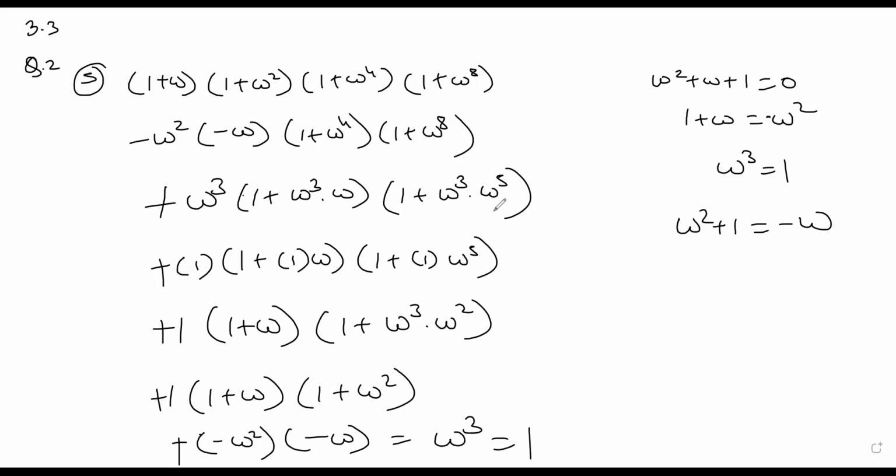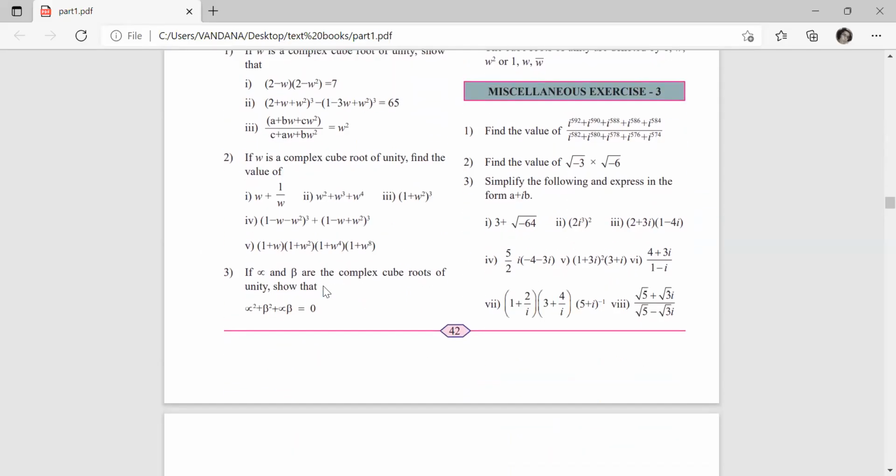This is your question number 5 from exercise 3.3, question 2. Now the next sum is question 3. If alpha and beta are complex cube roots of unity, show that alpha square plus beta square plus alpha beta is equal to 0.